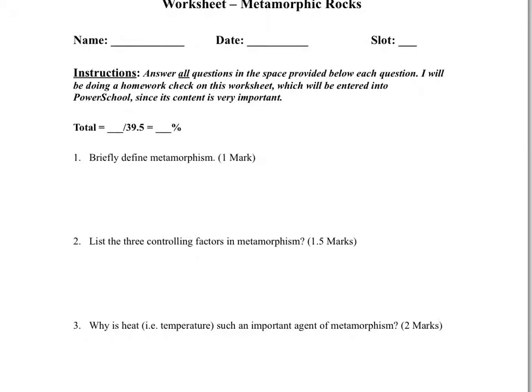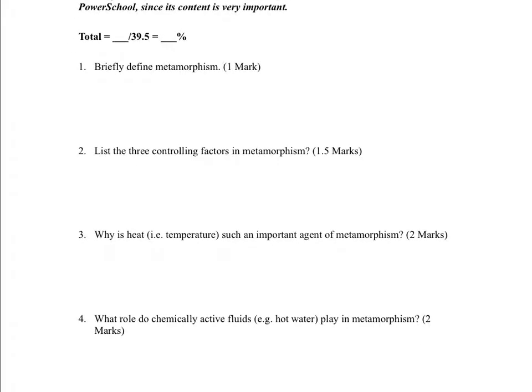List the 3 controlling factors in metamorphism. You need to have heat, you need to have pressure, and you need to have hot chemical fluids, for example, extremely hot water. Why is heat such an important agent of metamorphism?